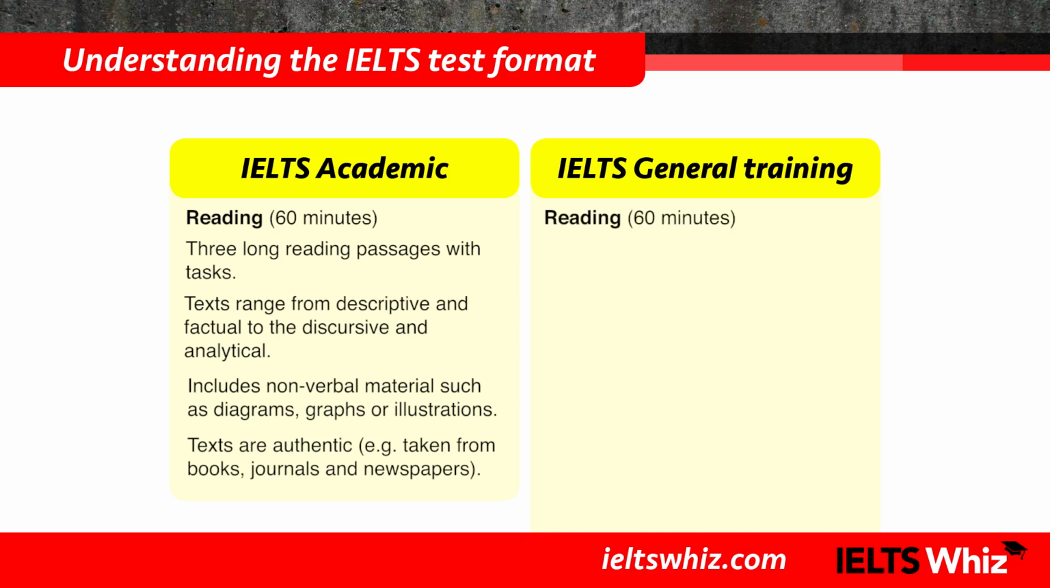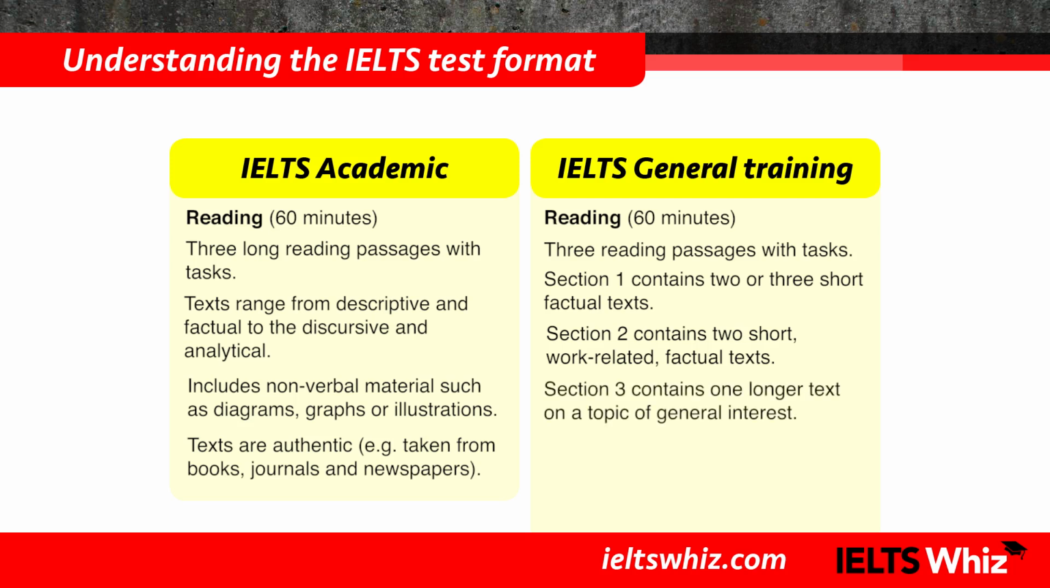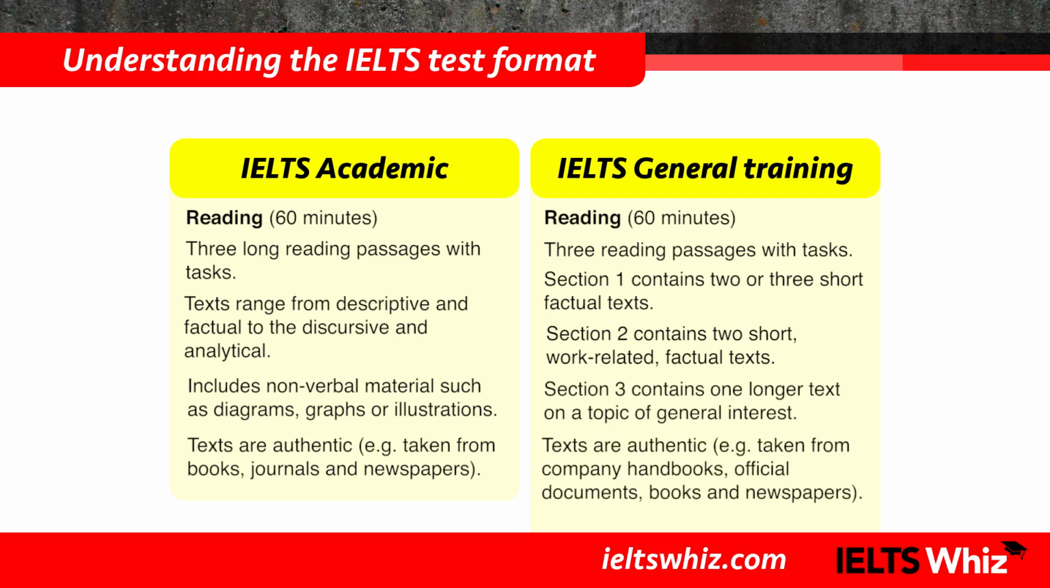The Ielts General Training reading test takes 60 minutes, and you will read 3 reading passages with tasks. Section 1 of the test contains 2 or 3 short factual texts. Section 2 contains 2 short work-related factual texts. And Section 3 contains 1 longer text on a topic of general interest. Texts are authentic and have been taken from company handbooks, official documents, books, and newspapers.